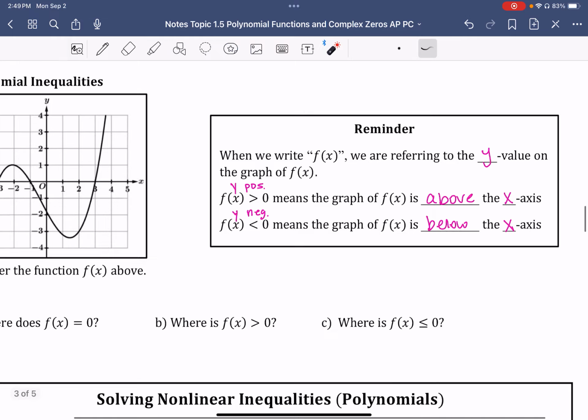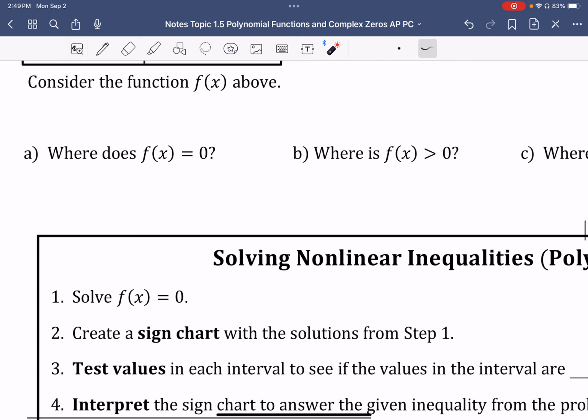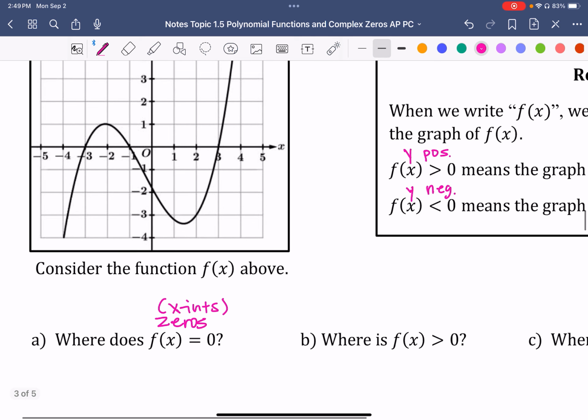Okay, so let's consider the function f of x above. Letter A says, where does f of x equal 0? Where f of x equals 0, that means they are asking me for my zeros, which if you remember are just your x-intercepts. Okay, so I'm going to look on here and I see that my x-intercepts are at -3, -1, and +3.